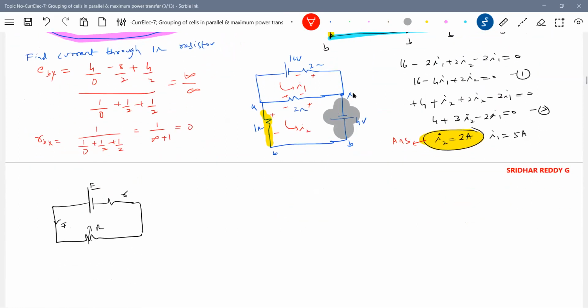Okay, we'll start the maximum power transfer theorem. At least the theory I'll finish off today.